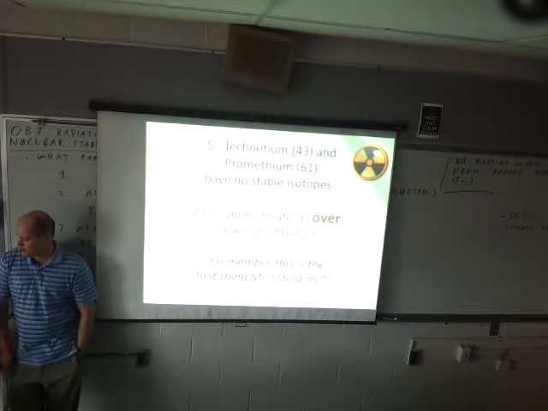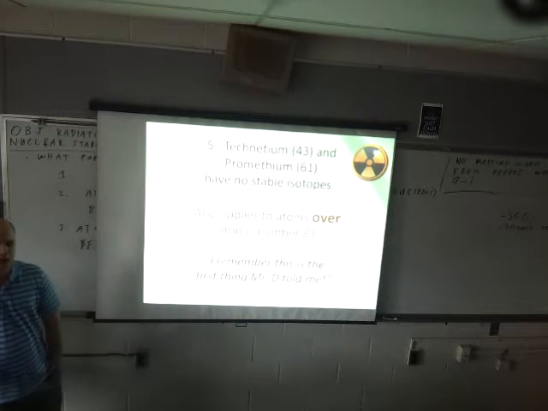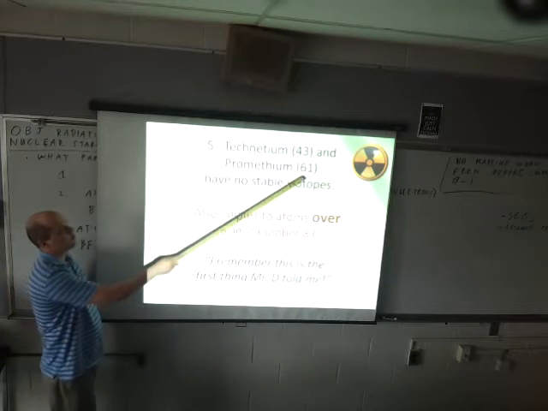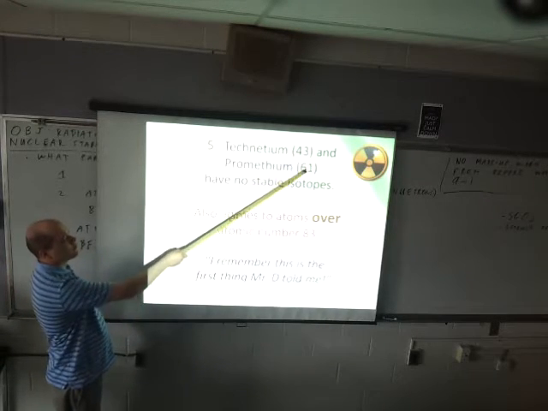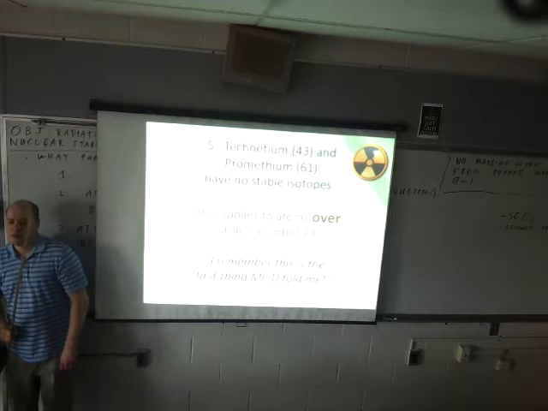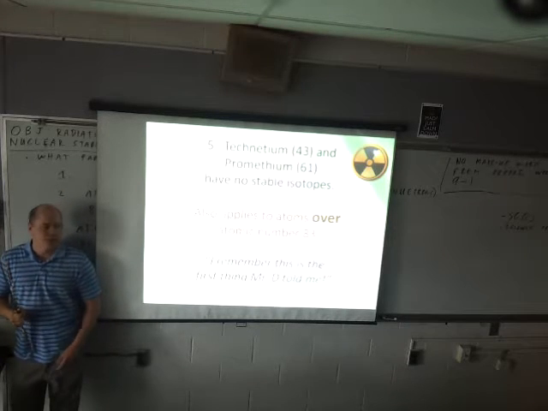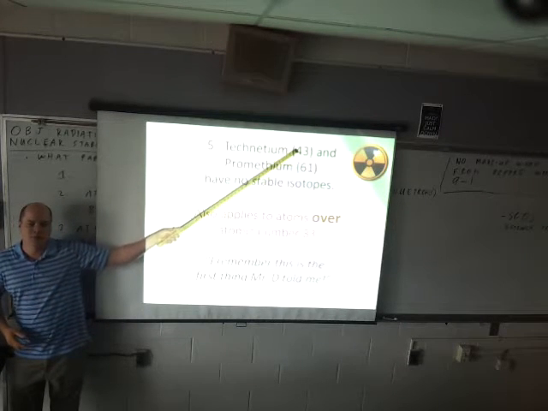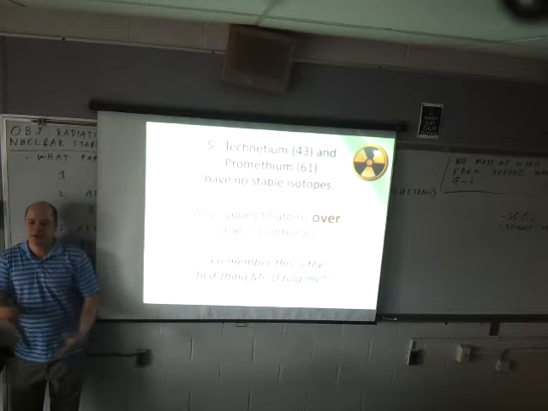All right. Last rule, and this is again one of those just odd exception rules. I mentioned this before. Technetium number 43 and promethium number 61. There are no stable isotopes. This means if you have an atom with 43 protons, no matter how many neutrons it has, it's never going to be stable.